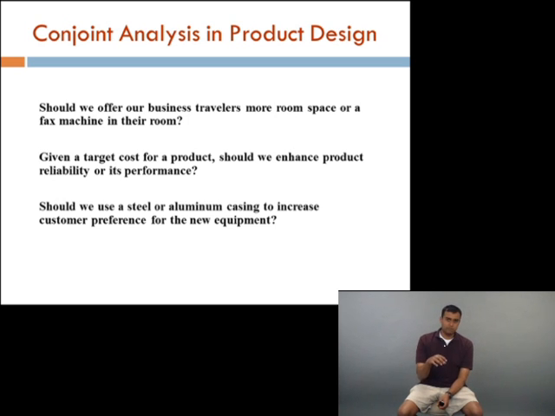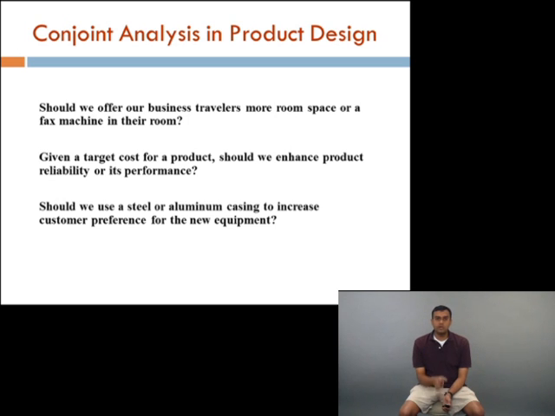If you were to be specific, for example, within the Courtyard from Marriott, here's a question. Should we offer our business travelers more room space, or should we offer a fax machine? Which one would they trade off? Meaning, how would they trade off one for the other? Which one would be better, given that you can't offer everything? Because there's a budget constraint, and there's also a budget that you can expect the consumers to pay for, right? And for that particular price that they can pay for, how much can you charge?